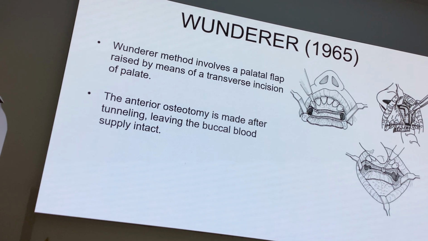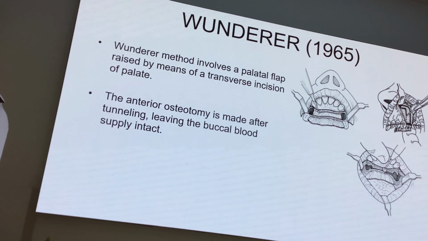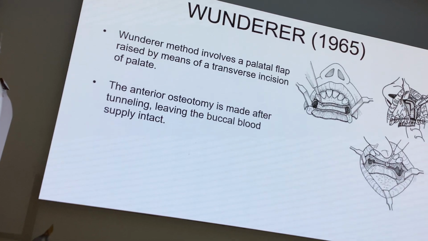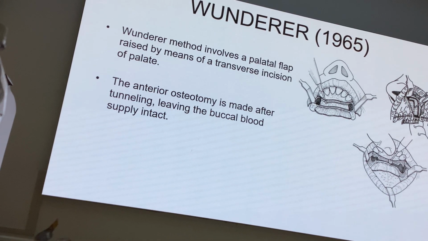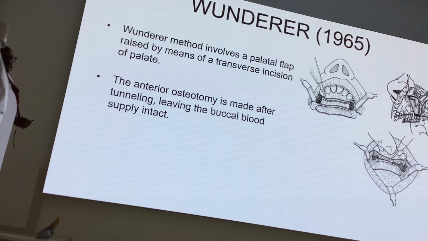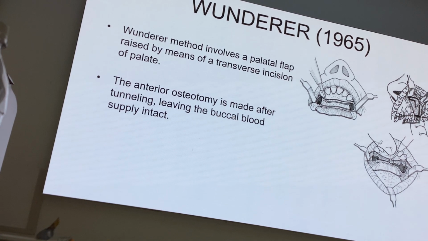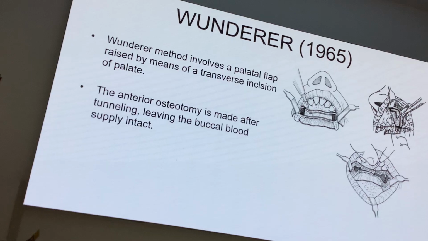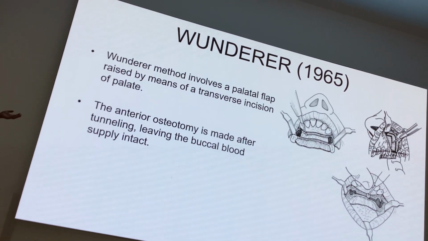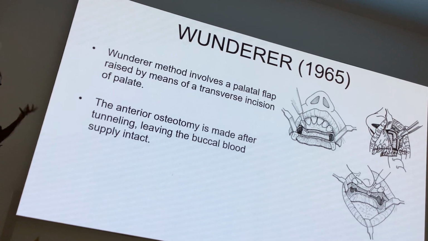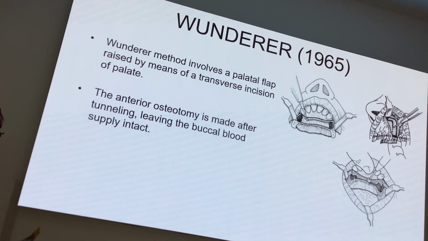This is another modification by Wassmund. Wassmund's method involves a palatal flap raised by a transverse incision. So you are putting a transverse incision in the palatal aspect. We have to be very careful, but the buccal supply is intact. So either you have to get a buccal supply or a palatal supply.